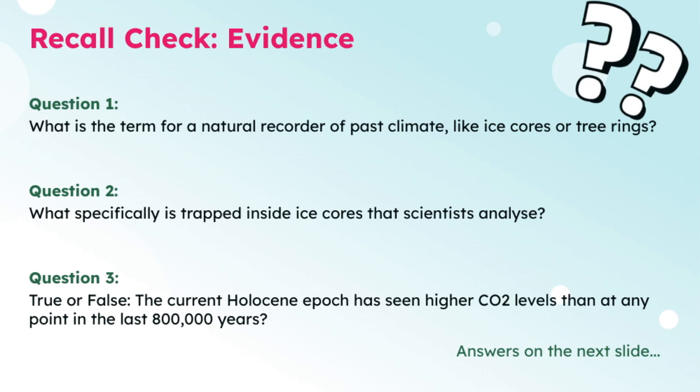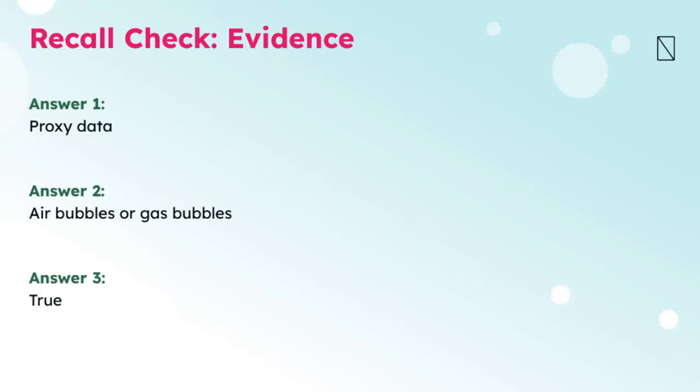Remember, proxy evidence does not give us direct thermometer readings. It gives us indirect clues about past climate. Let's go through the answers. For question 1, the answer is proxy data. Proxy data is indirect evidence of past climate, such as ice cores, tree rings, pollen records, and historical documents.